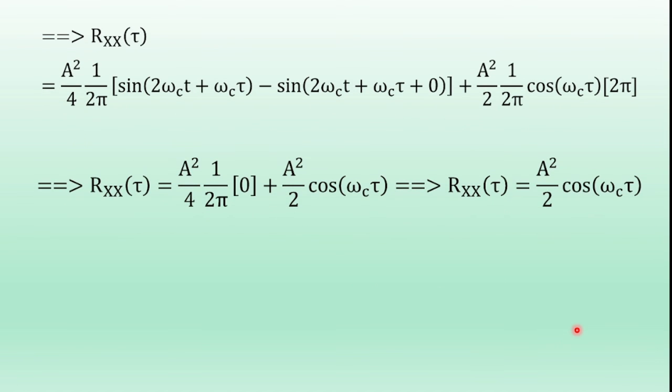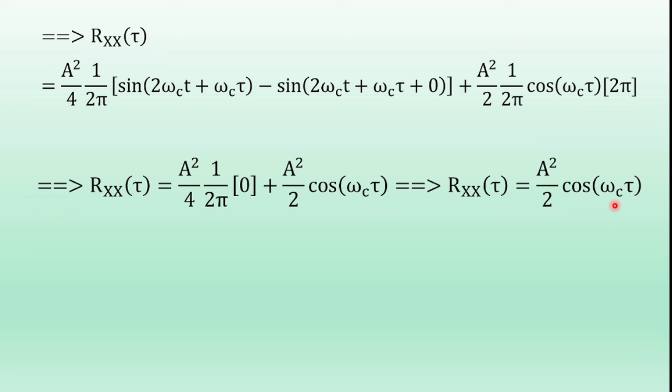The remaining term is Rxx of tau is equal to A square by 4 pi into cos of omega c tau into 2 pi. In the second term, the 2 pi in the numerator and denominator cancel, and we get the remaining right-hand side term: Rxx of tau is equal to A square by 2 into cos of omega c tau.